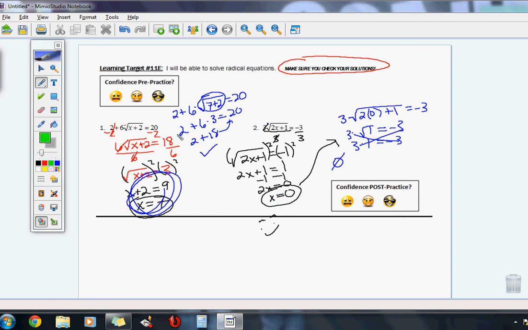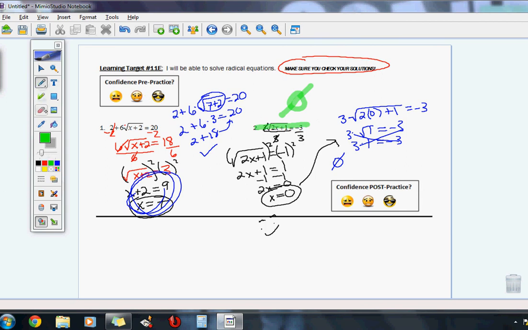Now, if you're scoring at home, hopefully you're understanding. I hope you saw this, a lot of you, that right up here we had a problem where we had 3 times the square root equal to a negative. I hope you know that a square root can never be a negative, not in the real number system. So what we have here is, right off the bat, no solution. You could have seen that at the beginning.